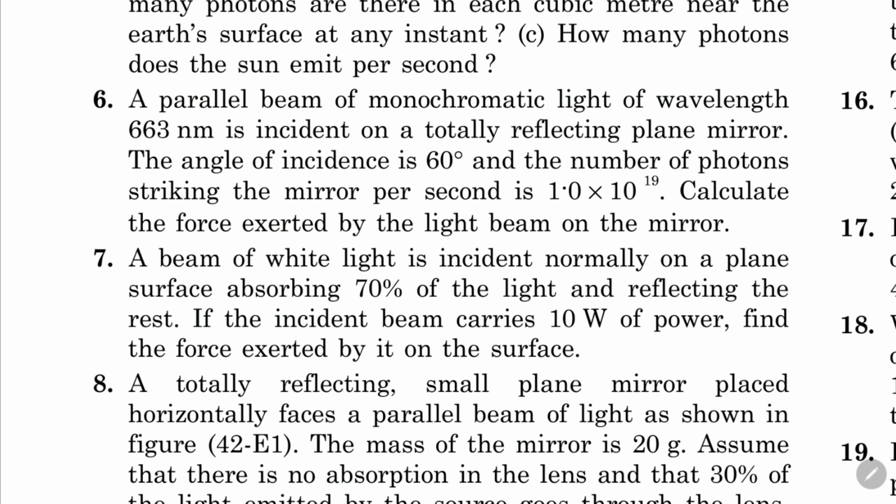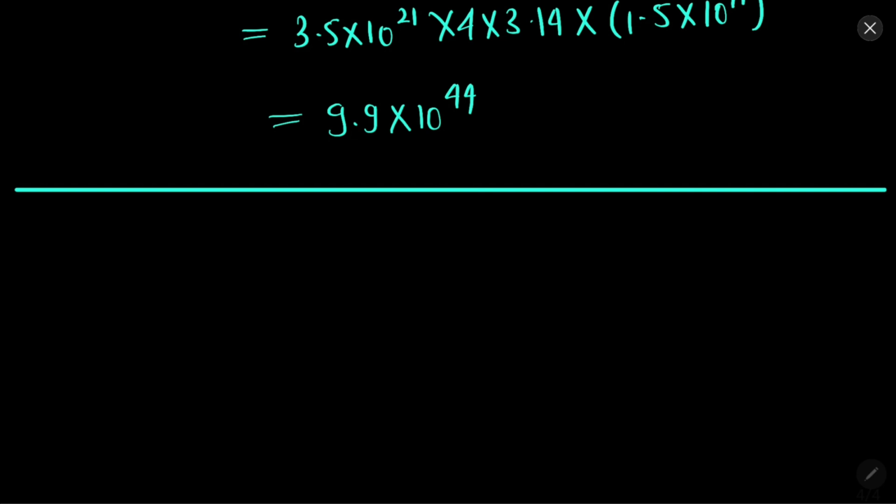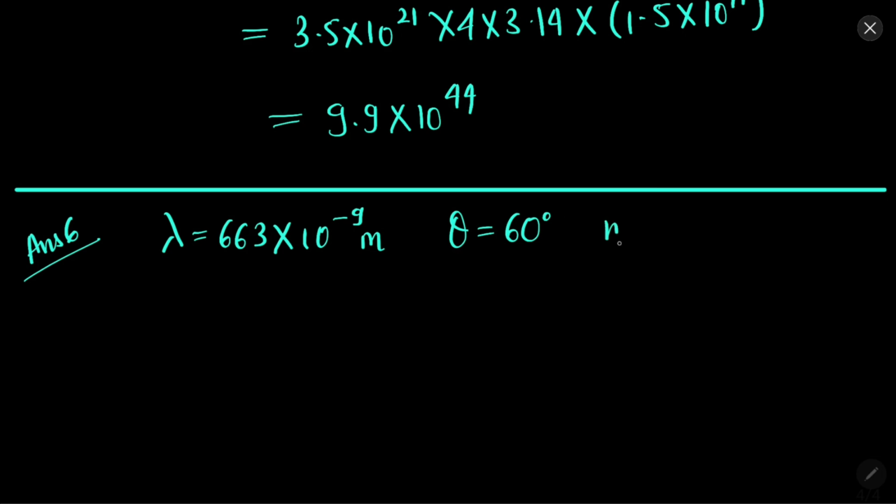In question 6, we have a parallel beam of monochromatic light of some wavelength, and it is incident on a totally reflecting plane mirror. The angle of incidence is 60 degree. The number of photons striking the mirror per second is given. We need to calculate the force exerted by the light beam on the mirror. So this is the sixth one. Lambda is given, theta is given, the number of photons is given.